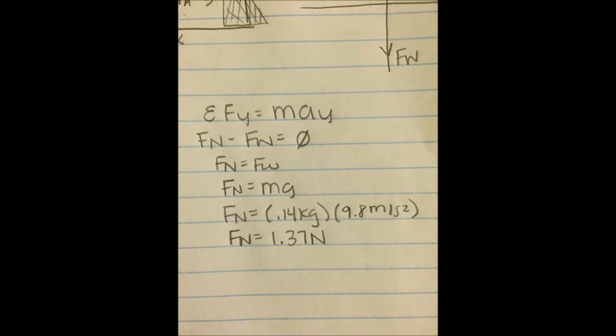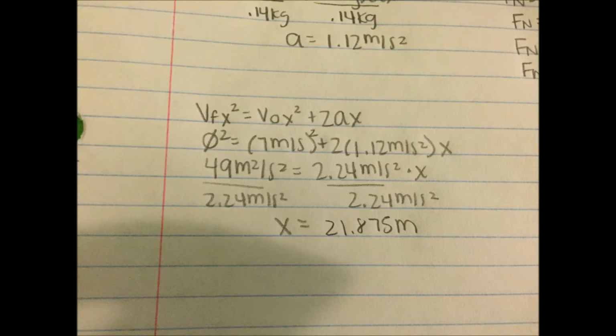First, you set Fn equal to Fw and switch Fw to mg, mass times gravity. You then plug in the numbers for mass, 0.14 kilograms, and gravity, 9.8 meters per second squared, to get Fn equals 1.37 newtons. To find x, you have to use a kinematics equation.